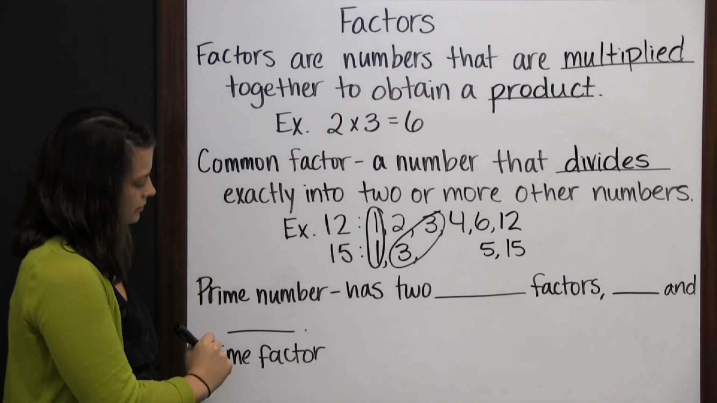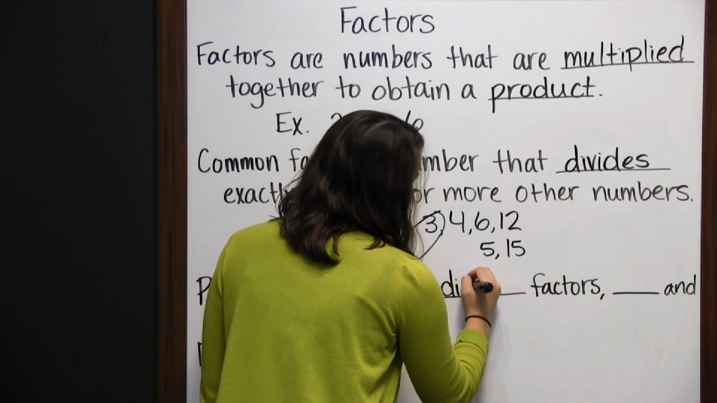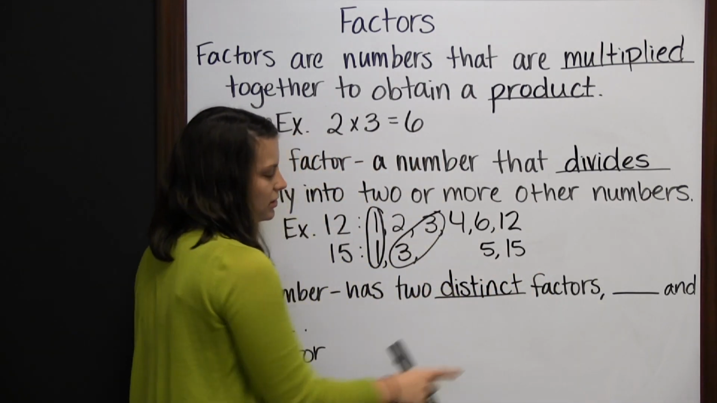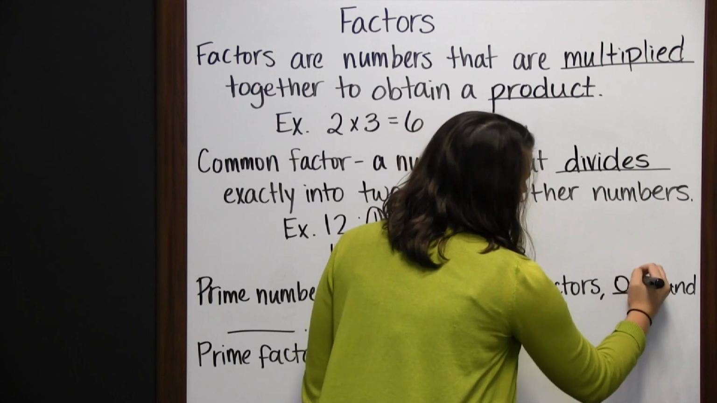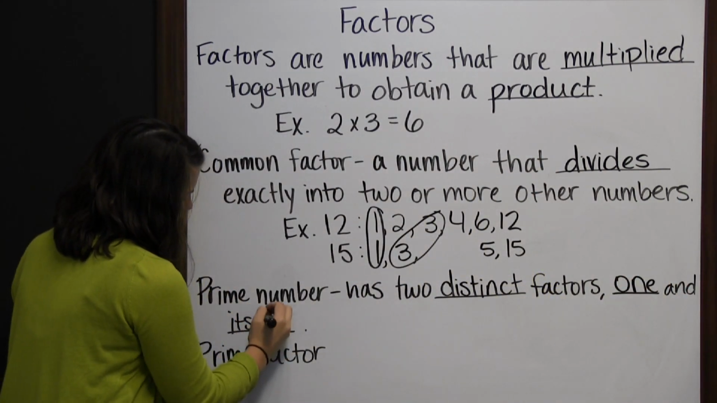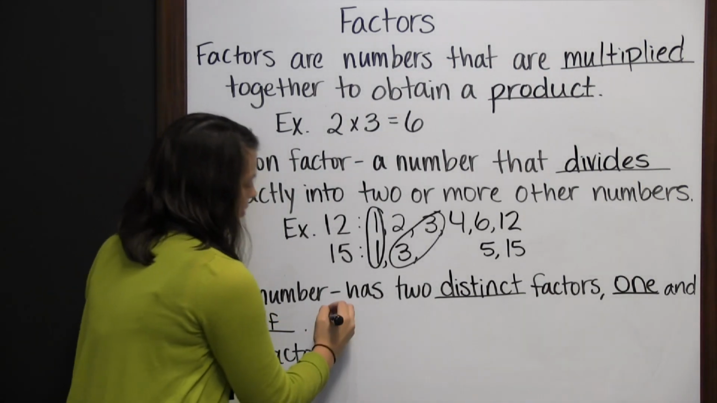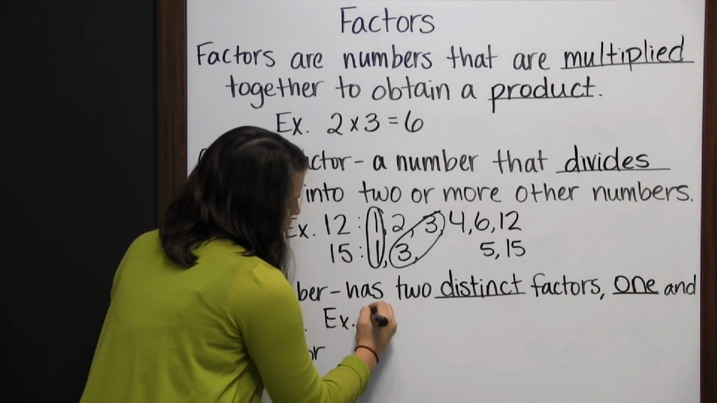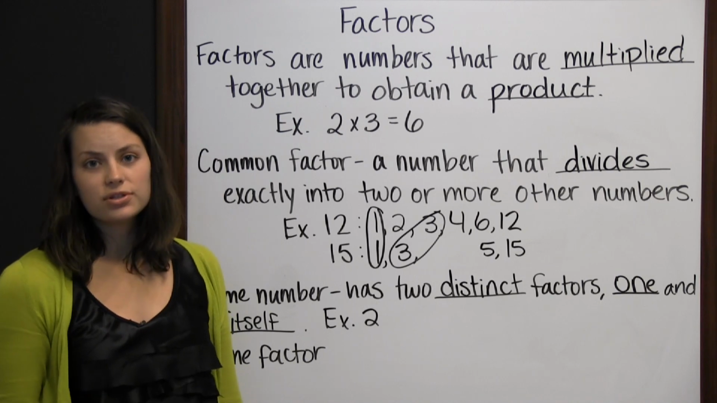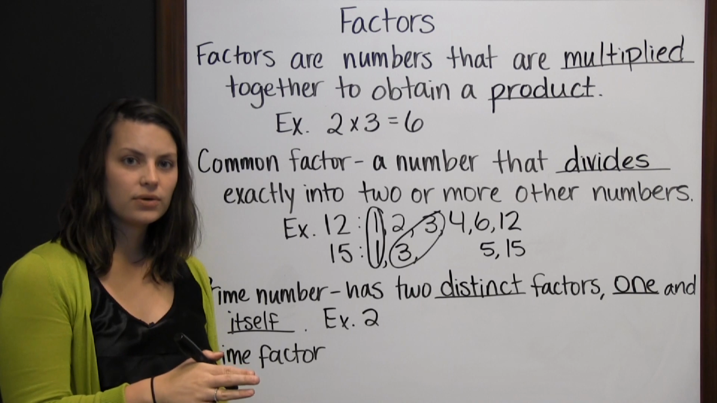Prime number. Prime numbers have 2 distinct, which means different, factors, 1 and itself. The very first prime number is 2, because the only factors of 2 are 1 and 2. 1 times 2 is 2.